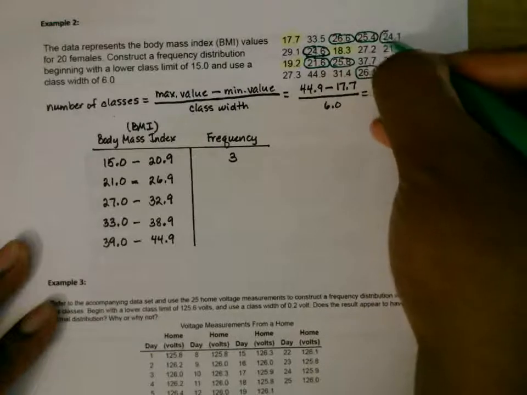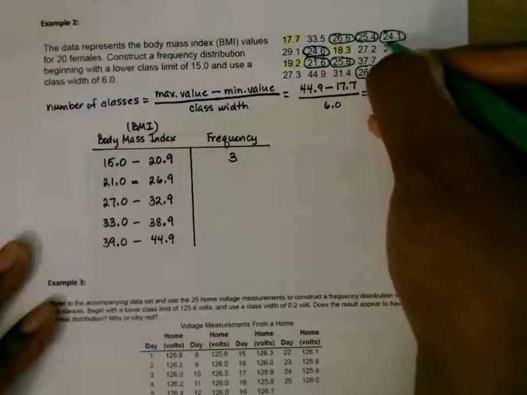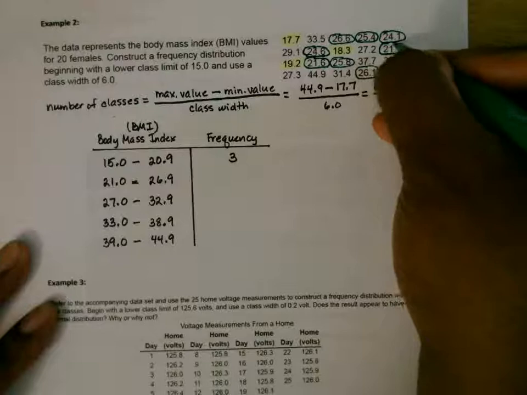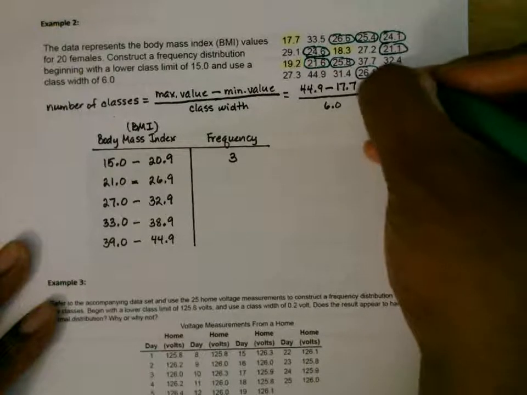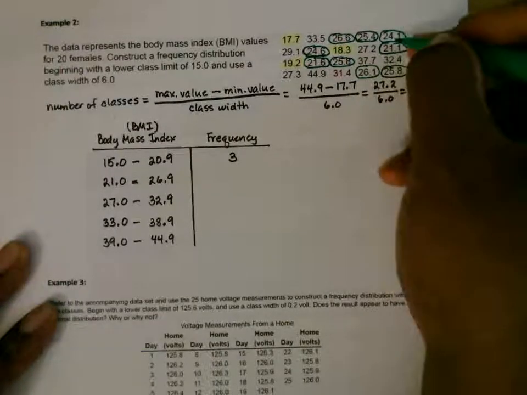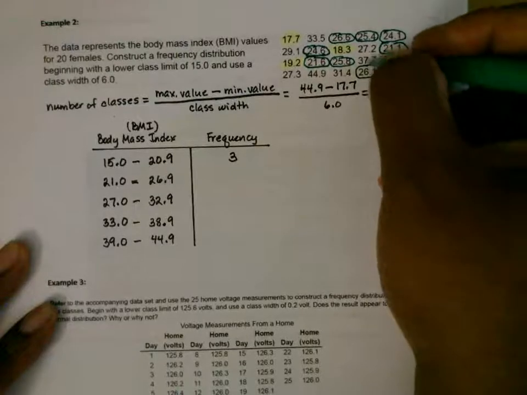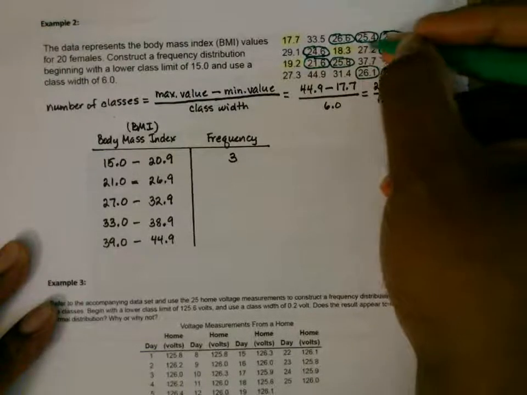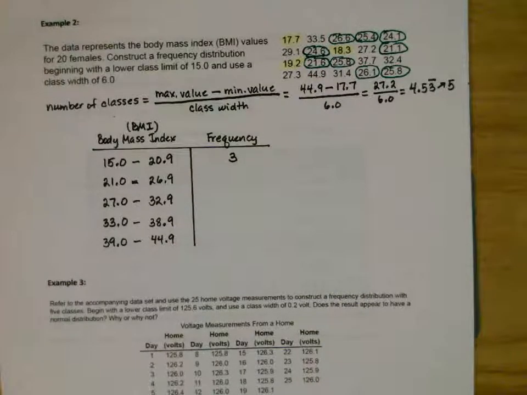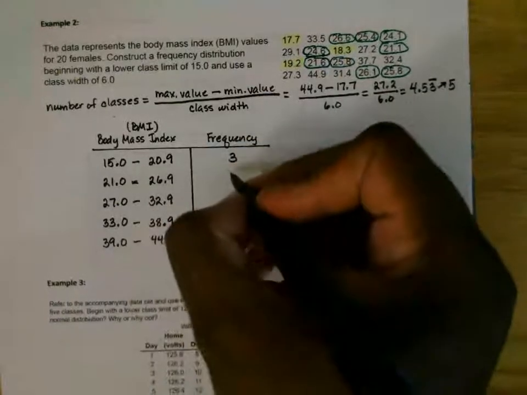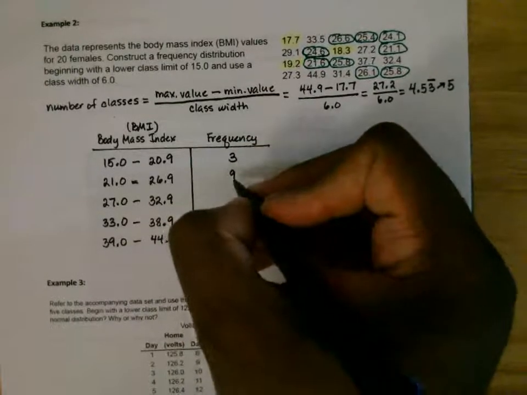Let's see, that 26.1, 24.4, 21.1, and 25.8. So if I count this up, that's 1, 2, 3, 4, 1, 2, 3, 4, 5, 6, 7, 8, 9. There are 9 data values that fall between 21.0 and 26.9. So that frequency for the second class is 9.